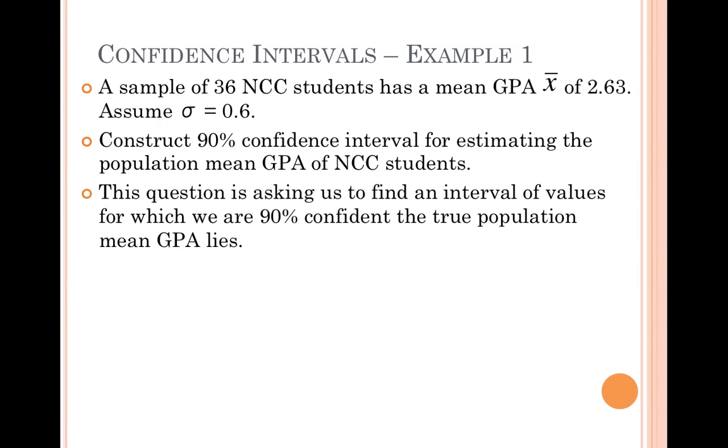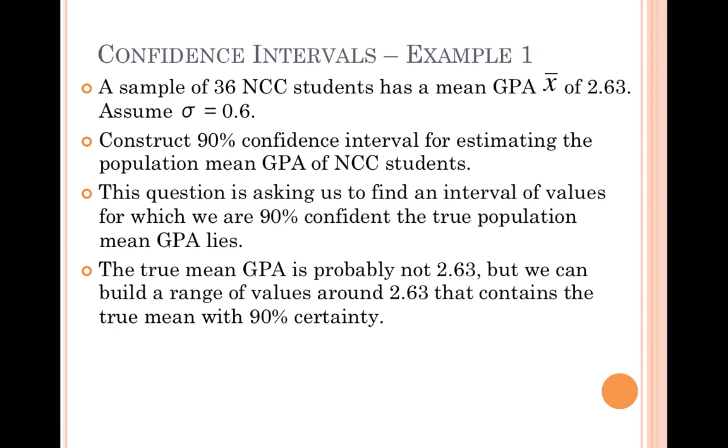This question is asking us to find an interval of values for which we are 90% confident the true population mean GPA lies. Okay, so this sample GPA is not the true population mean GPA of all NCC students, but we're going to use it to try to come up with an estimate for what the real true population mean is. And we want to come up with an estimate with 90% confidence or 90% certainty.